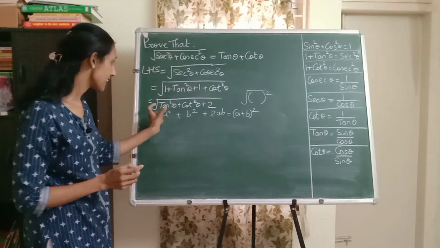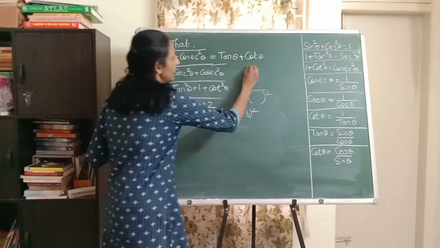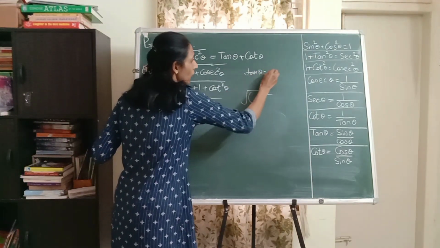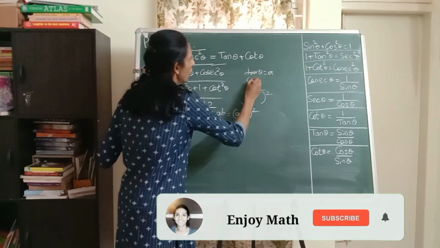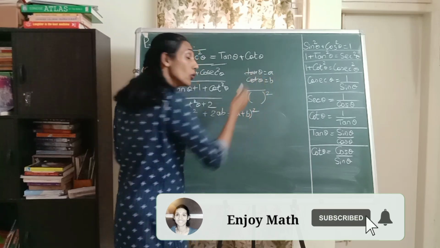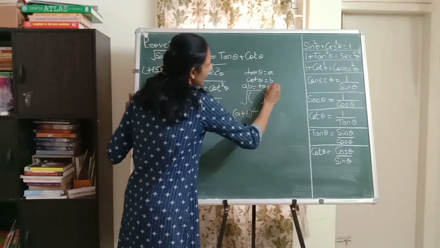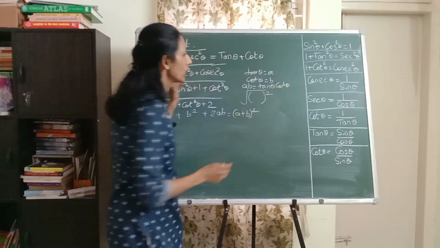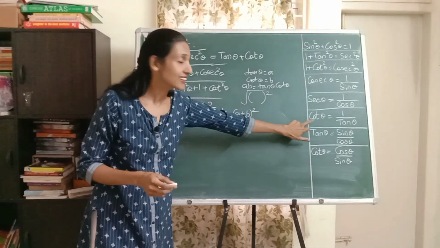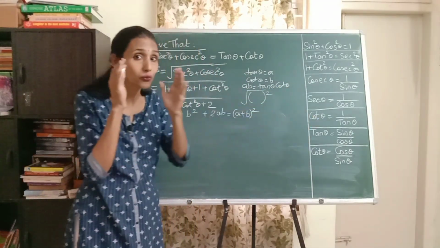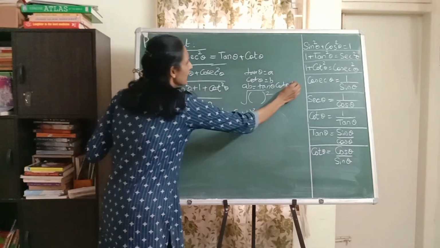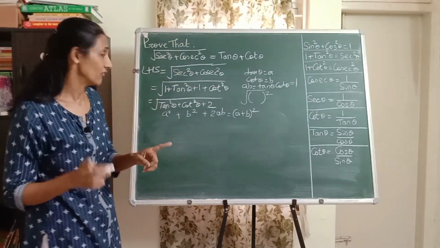Now what did I take as a, friends? I have taken tan theta as a. So let me write that. Okay, and I think I took yes, cot theta as b. So let's see what happens when you do a into b. We get obviously tan theta into cot theta. Now what is tan theta into cot theta? Just have a look here. It is equal to 1. So this ab is also equal to 1.